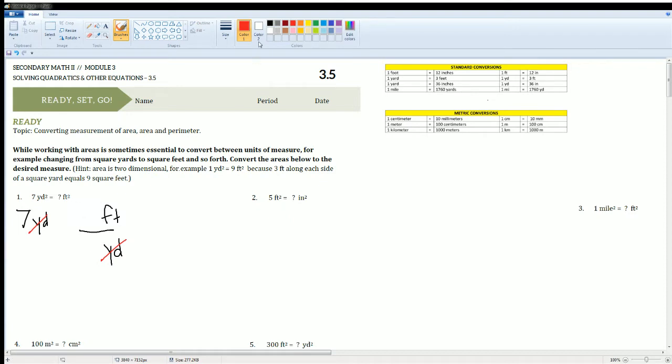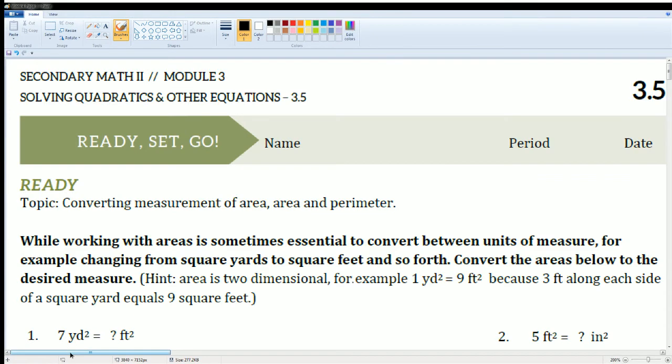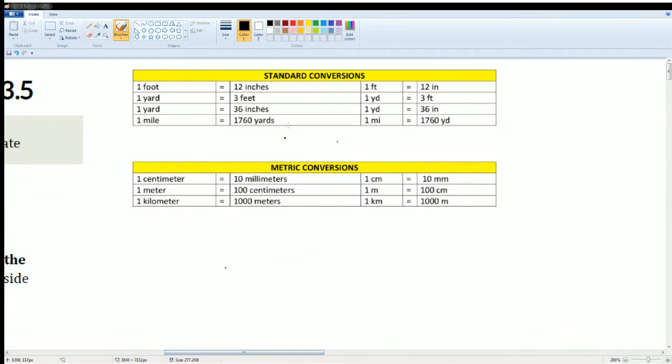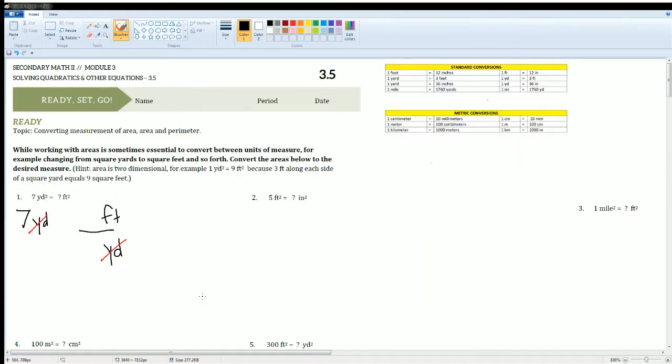Because that is what you have. So yards and yards cancel out, giving you feet left, which is on top, which is what you want. The question is, what goes right here? How many yards and how many feet? We know that based on this unit conversion chart, or any unit conversion chart, 1 yard equals 3 feet. So that's what we're going to write. 1 yard goes with 3 feet. You're going to multiply.